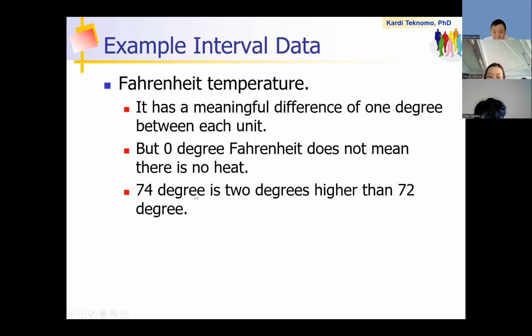So 74 degrees is just 2 degrees higher than 72. That means you can minus. So there is a rank, there is ordering. You can do subtraction, you can add also, but there is no 0.